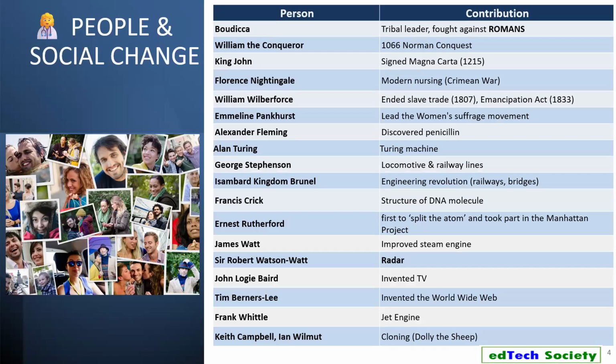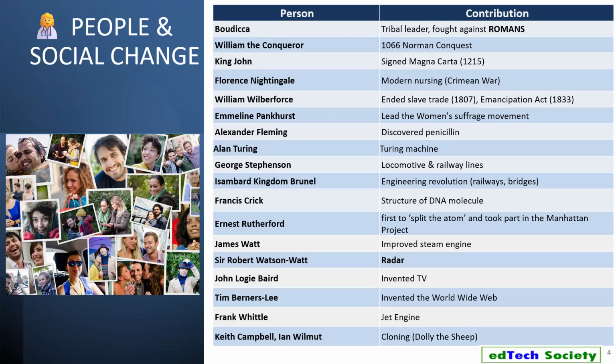Now let's look at important people. Don't memorize everything, just their contribution. Boudica was a tribal leader who fought against the Romans. William the Conqueror was the most famous person in the UK, the one for whom the 1066 Battle of Hastings happened, and he became the Conqueror. He actually built the Tower of London.